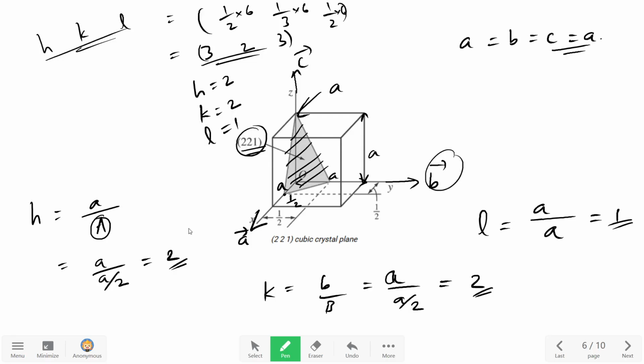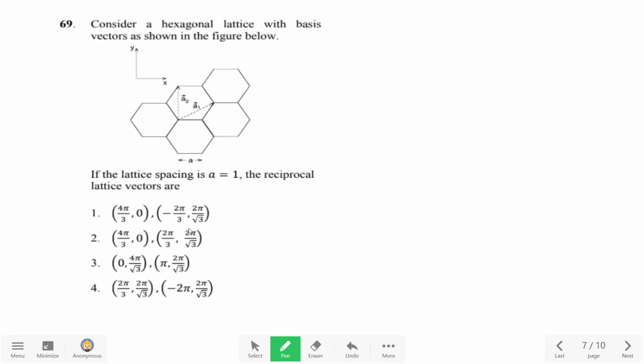Now let us move on to solving a previous year question from the CSIR NET exam. Here we have a hexagonal lattice, and the primitive lattice vectors A1 and A2 are given. Lattice spacing is a equal to 1. We have to find the reciprocal lattice vectors. We are only given the diagram in which A1 and A2 are shown, and we have to find out what they are. So A1 vector, what is it?